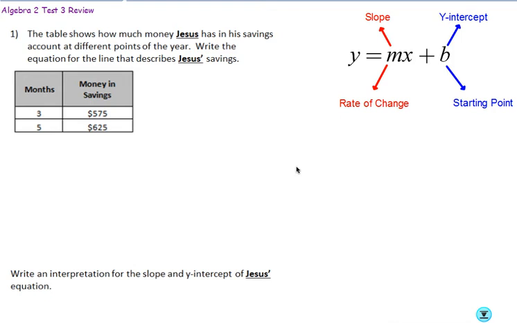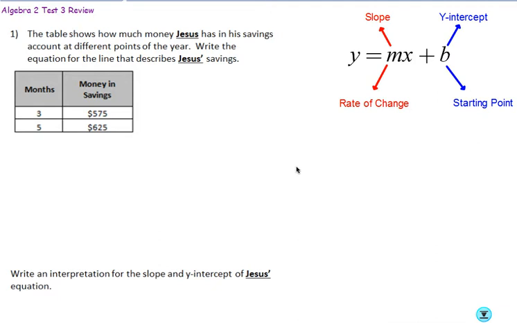Alright, welcome to the Algebra 2 Test 3 review. We're going to go over the 10 problems that match up with what's going to be on the test. And by doing this, we'll give you credit for some homework assignments, and then obviously redoing the test will raise your grade as well. So let's go ahead and just get started here.